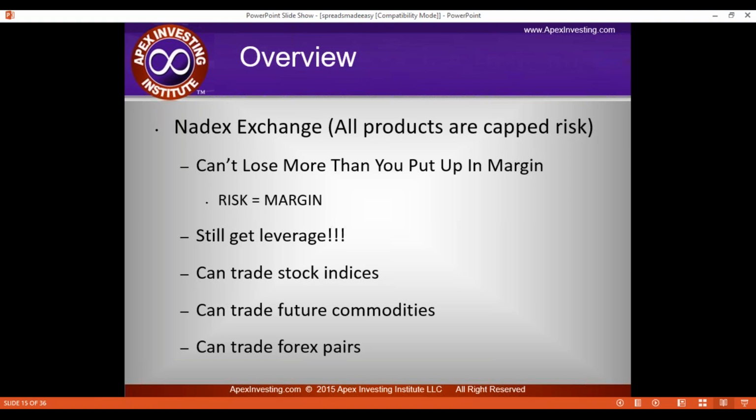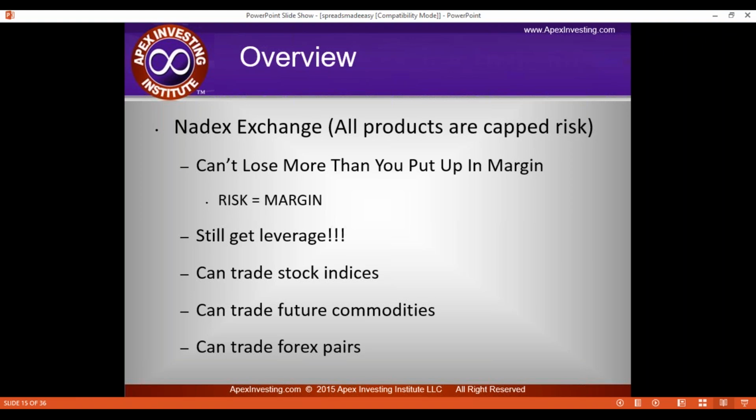So on the Nadex exchange, all products are capped risk. You can never lose more than you put up in margin. Remember we talked about before, if you're trading spot Forex or certain other products, you can lose more than what you put up in margin. You could lose even more than what's in your account and still be obligated. But with Nadex, you cannot lose more than you put up in margin. Your risk is your margin. So that makes it very simple. But you still get great leverage, as we just looked at.